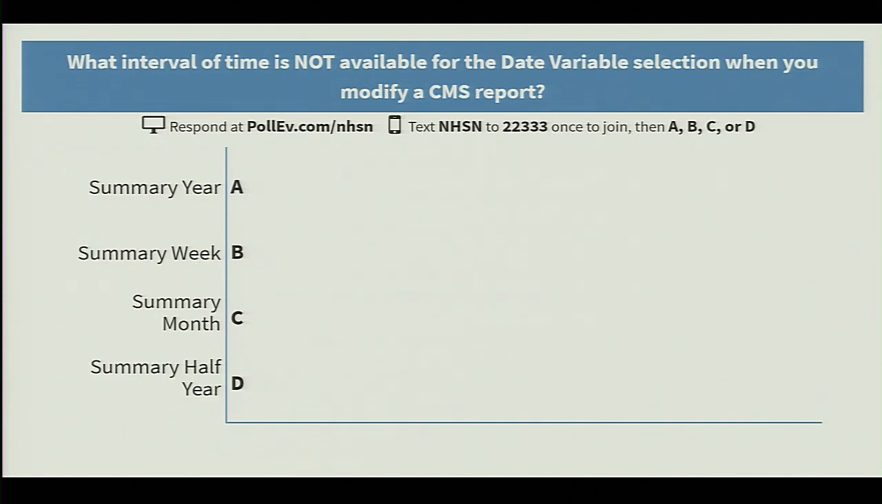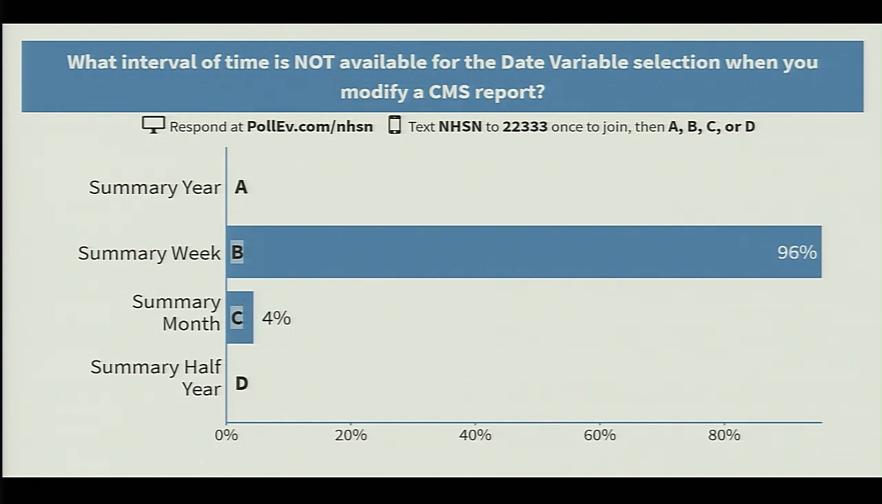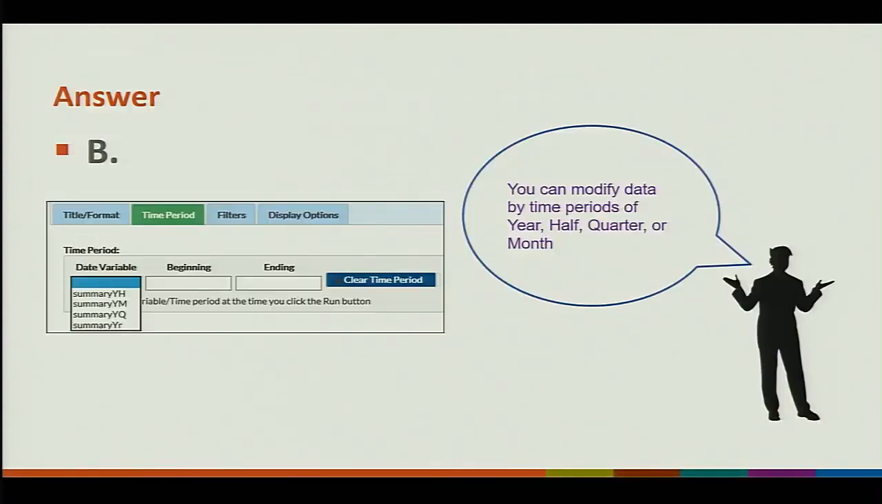All right, I've got another Poll Everywhere question. The question is, what interval time is not available for the date variable selection when you modify a CMS report? You guys have a few minutes to think about that. All right, I think we're set on this one. The answer is B. Looks like everyone was pretty clear with that.